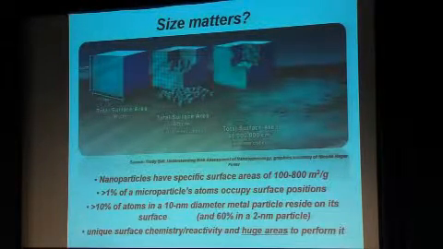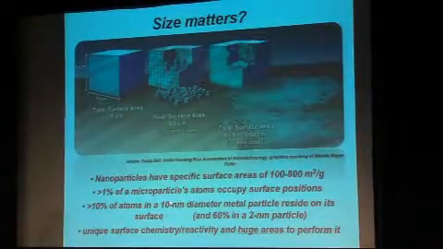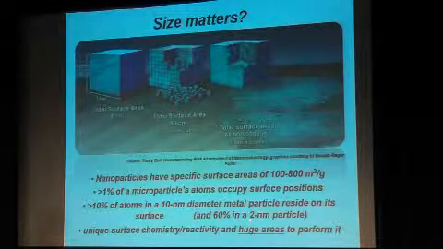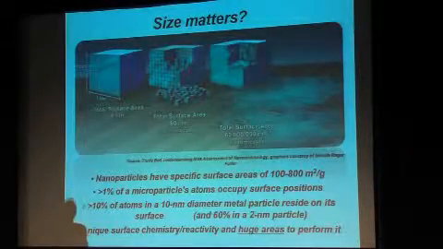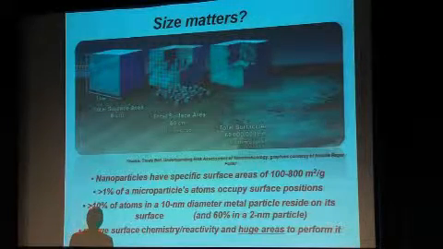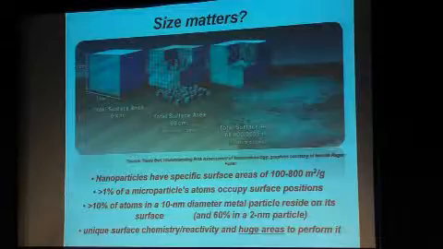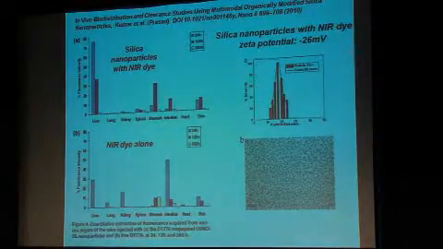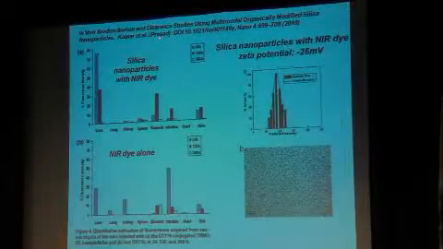1% of microparticles, large particles, only 1% of that microparticle's atoms actually occupy surface sites. But now when we dustify it and make it 1 nanometers, 10% of all the atoms in a 10 nanometer diameter metal particle reside on its surface. And when we go to 2 nanometers, 60% of all the atoms in that particle are on the surface. And since surfaces matter, we have to think about how that surface chemistry affects then the reactivity and the exposure to the human condition.